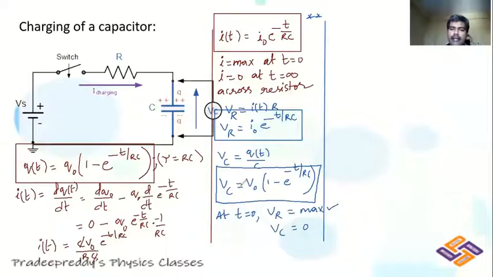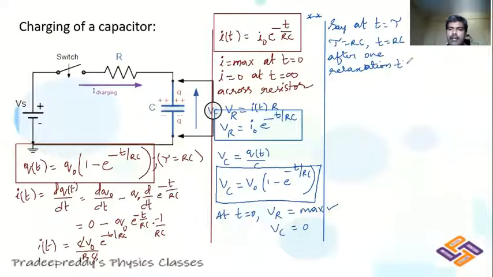And the next thing is, at some particular instant of time, say at t is equal to tau. What is tau actually? Tau is equal to RC. That means t is equal to RC, that is, after one relaxation time. After one relaxation time, what would happen to this charge and everything? Let us write down the equation.